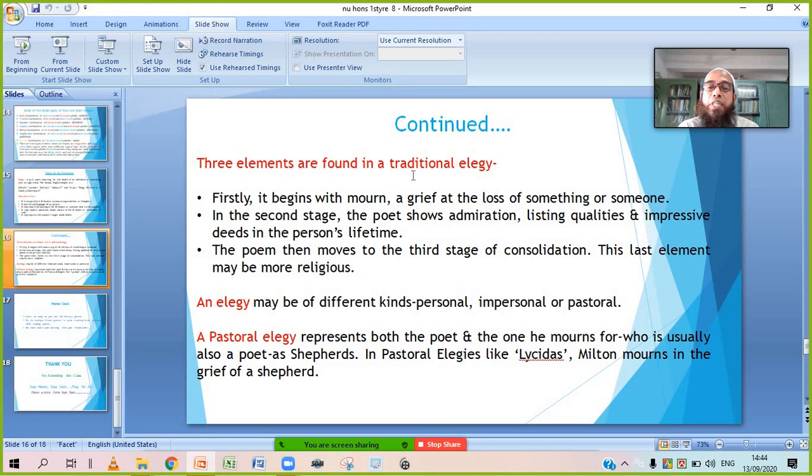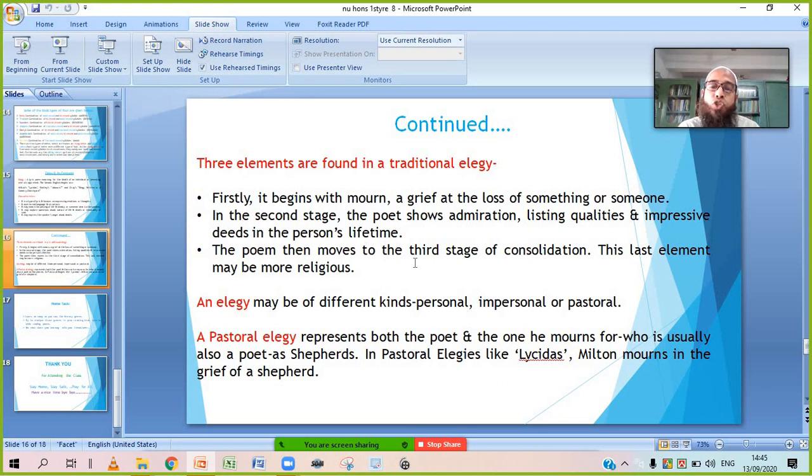Three elements are found in a traditional elegy. These three elements are available in a traditional elegy. Firstly, it begins with mourning, grief at the loss of something or someone. In the second stage, the poet shows admiration, listing qualities and impressive deeds in the person's lifetime.